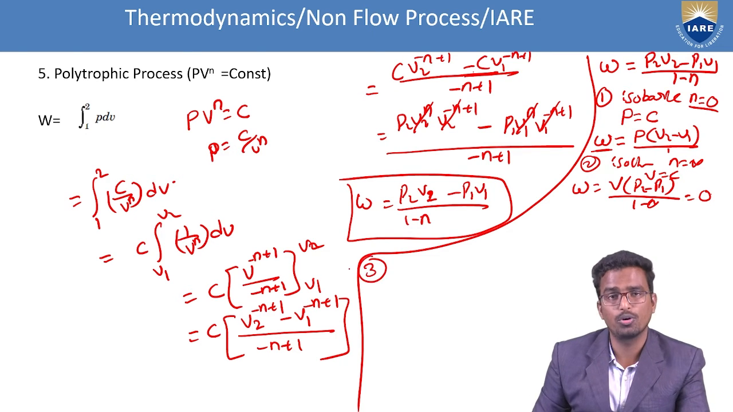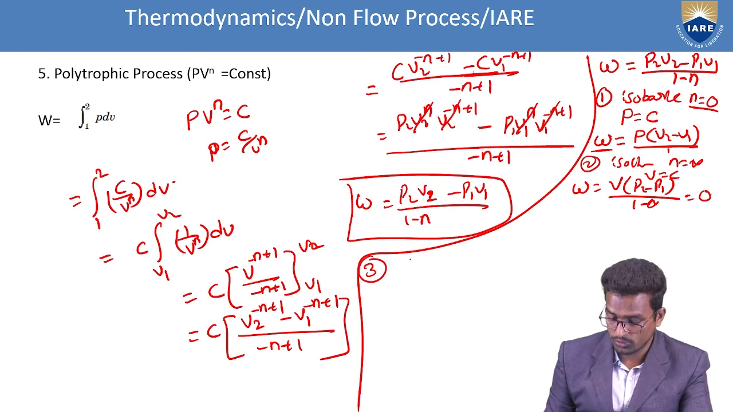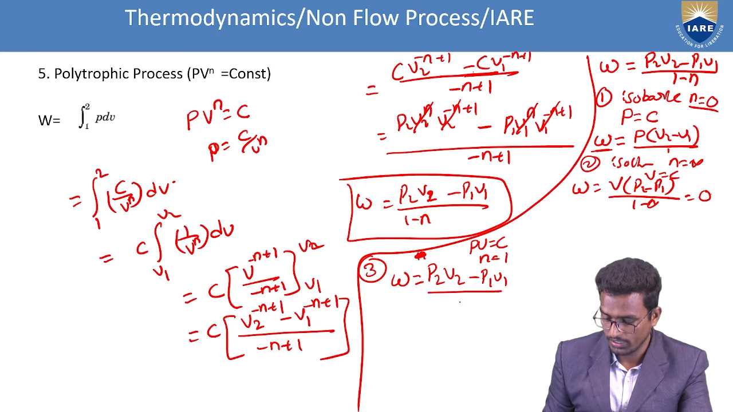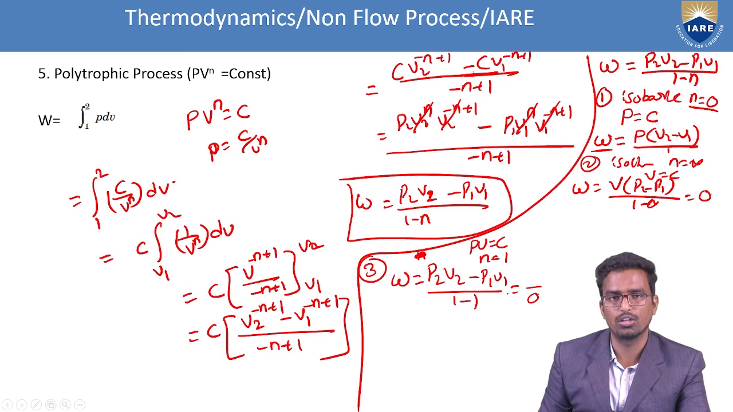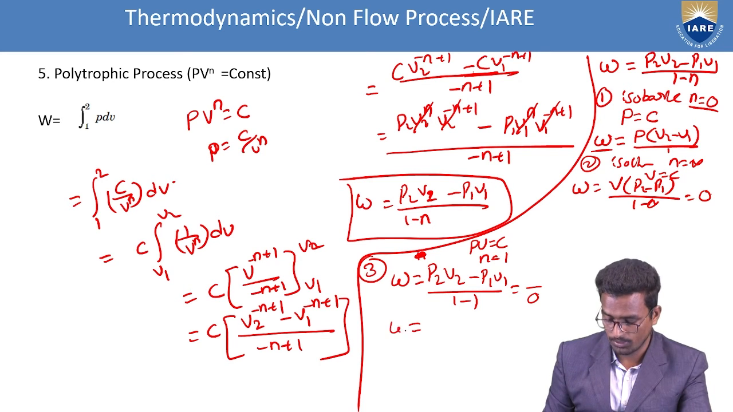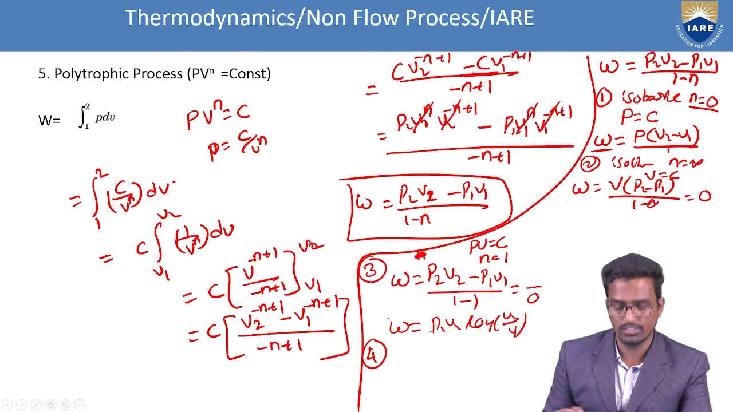In the same way, we apply the polytropic process for the isothermal process. What is the value of n? PV is equal to constant, so the value of n is equal to 1. You substitute n equal to 1 in this equation: W is equal to (P2 V2 minus P1 V1) by (1 minus 1), that is something by 0. Now I'll apply L'Hospital's rule. Integrate that, then you get the same equation, P2 V2 log of V2 by V1. Then the same polytropic process applies for the adiabatic process.